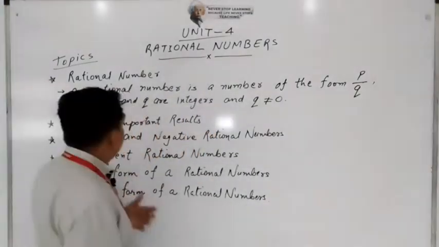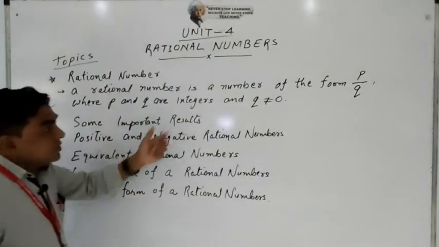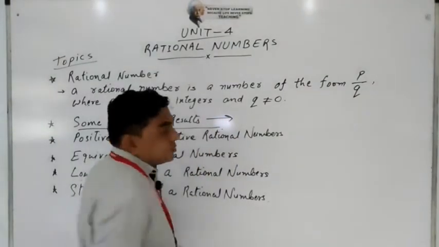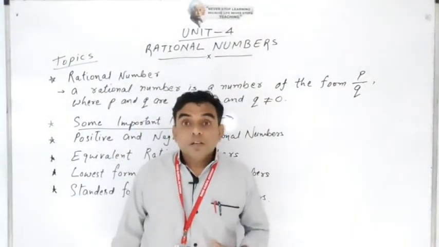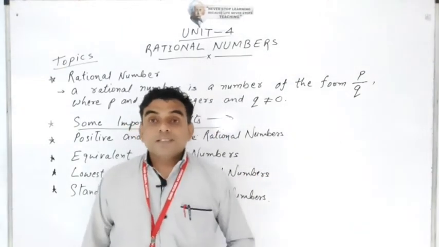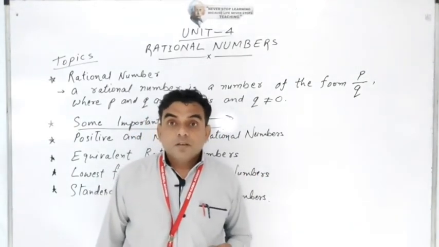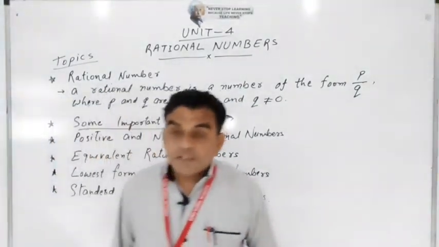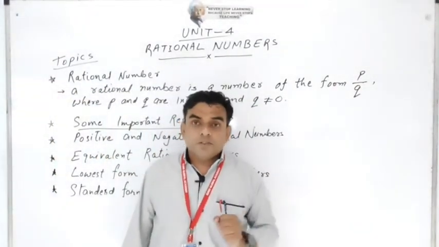Okay, now we will see some important rules, students. These are the rules related to rational numbers, students. The rule I am going to show you is that every natural number is a rational number, students. Every natural number is a rational number.